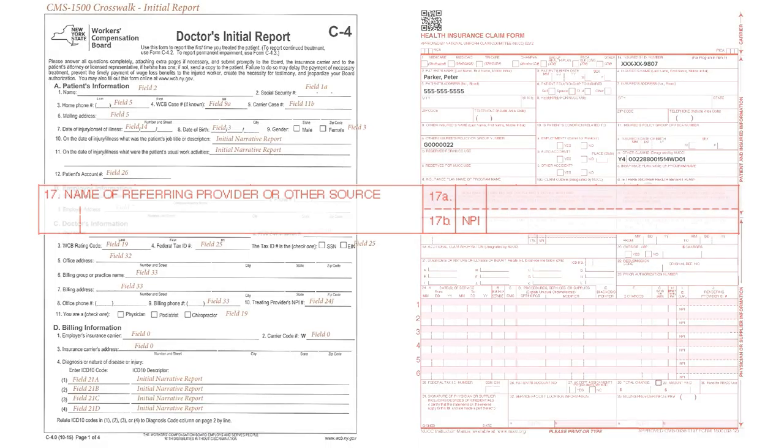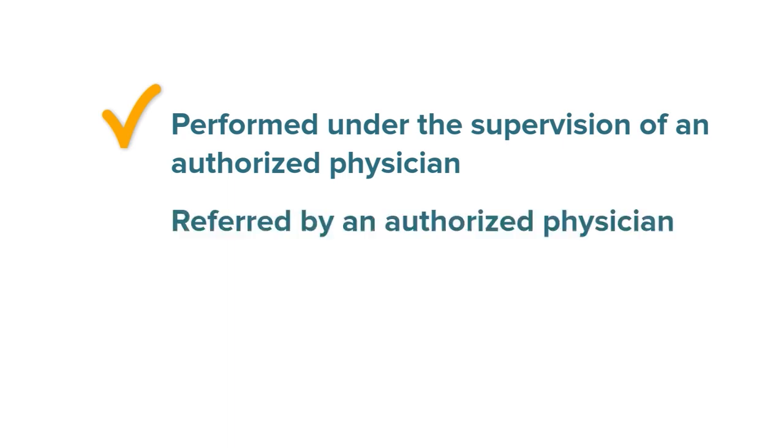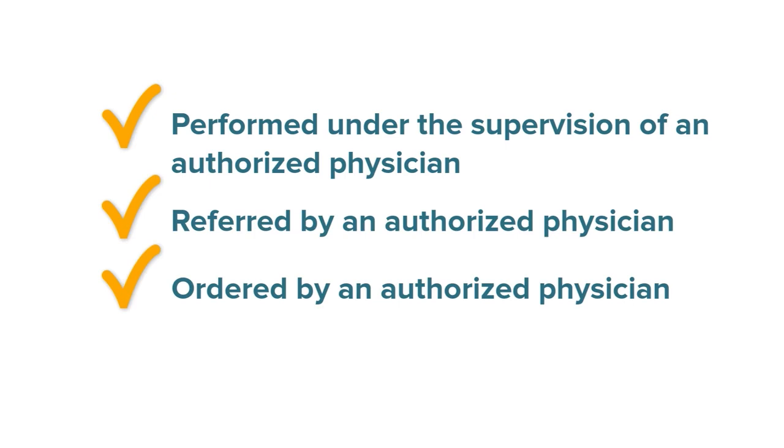Field 17 is where you input the name of the referring provider or other source when billing for services rendered by an individual or entity and the service was performed under the supervision of an authorized physician, or referred by an authorized physician, or ordered by an authorized physician. In Field 17, 17A, and 17B, the name of the physician, their state license number, and NPI number will be required. Additional technical detail, including field requirements, can be found on the board's website in the CMS-1500 field matrix.